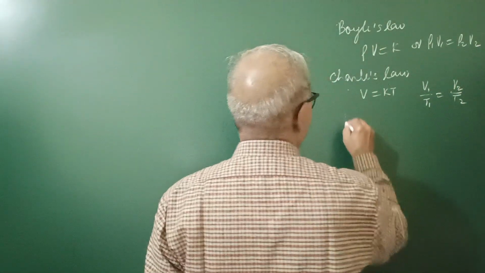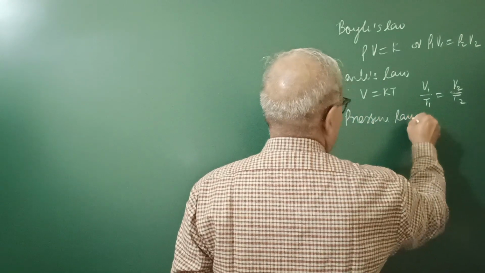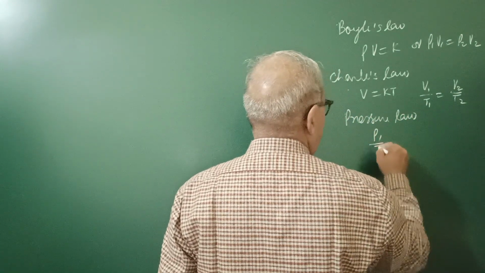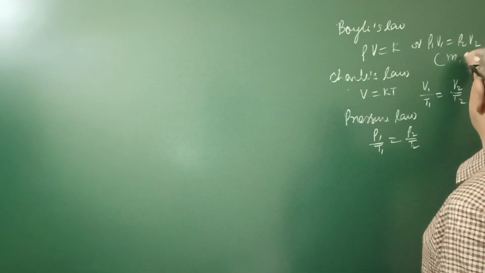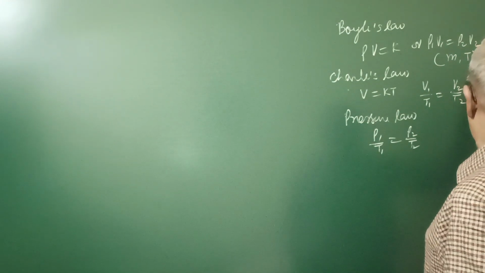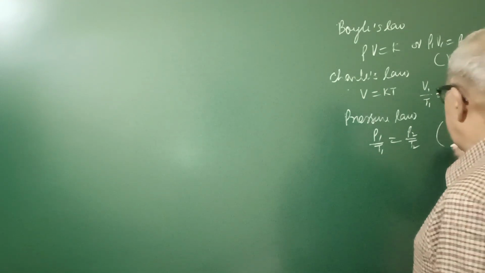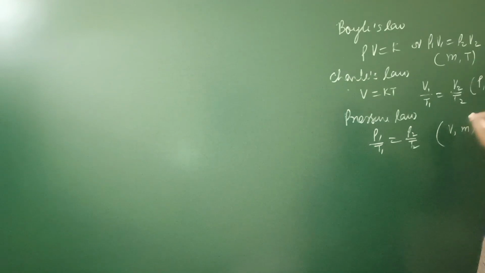Pressure law: P1 upon T1 equal to P2 upon T2. But remember, in Boyle's law, mass and temperature are constant. Here, pressure and mass are constant. Here, volume and mass are constant.